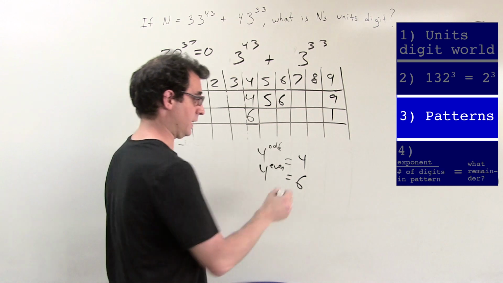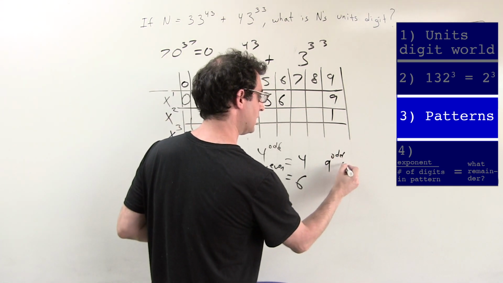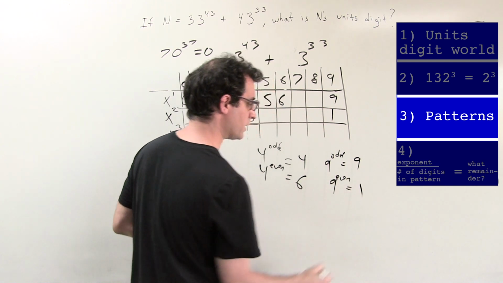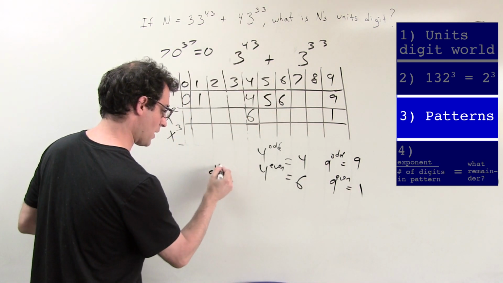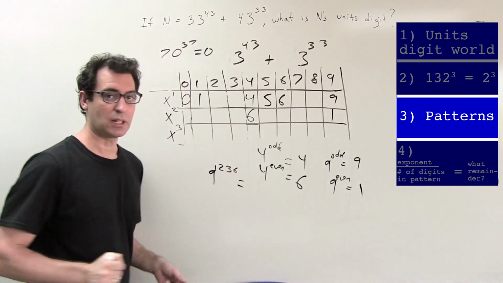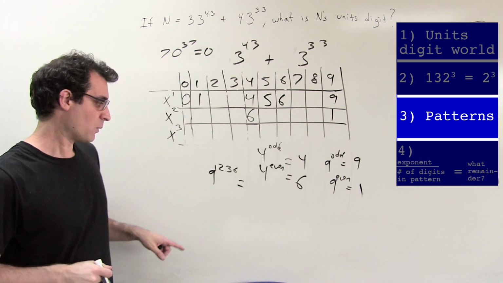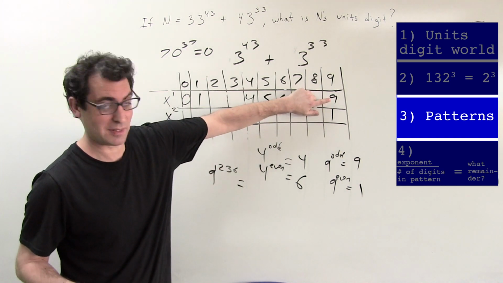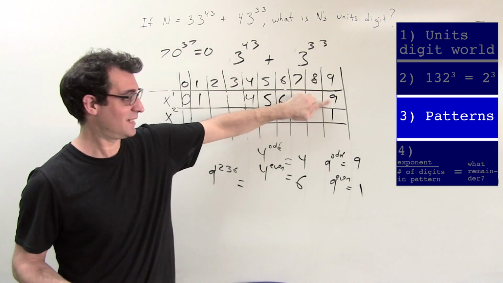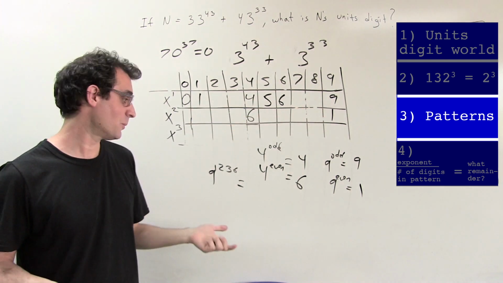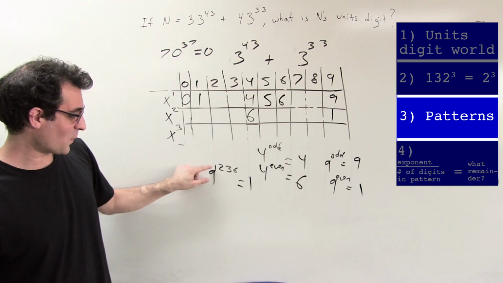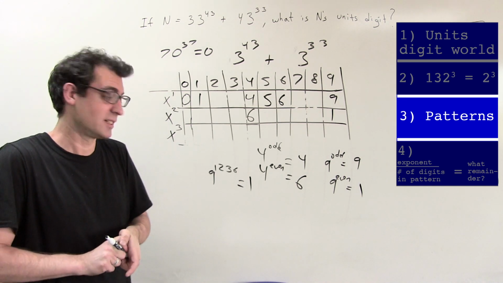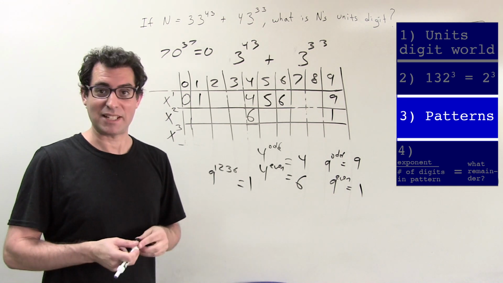And then the same thing with 9. 9 to an odd power is 9, and 9 to any even power is 1. So if I said, what's 9 to the 1,236th, what would that be? Well, the exponent is even, right? Any odd exponent is going to be 9, and any even exponent is going to be 1. So 9 to the 1,236th is 1. It's a cool party trick. You could play it at a party, I guess.